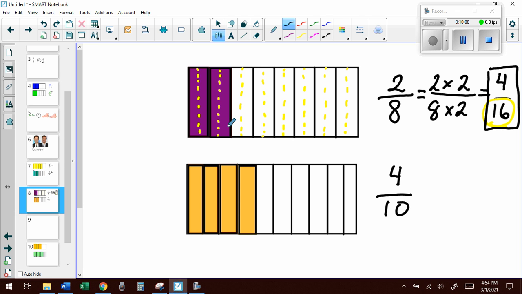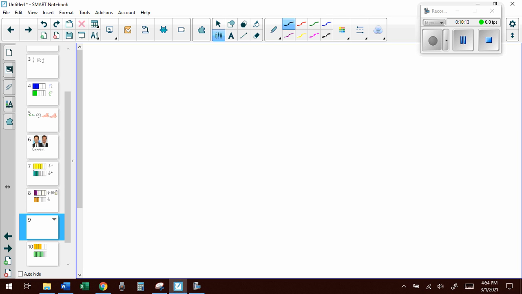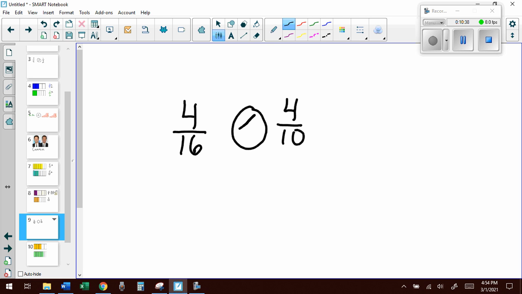We can go back to what we know about sheer size of the pieces. And we know that if we have 4/16 and we're comparing it to 4/10, their numerators are common. However, 16ths, that's tiny, tiny pieces. Therefore, 4/16 is less than 4/10.